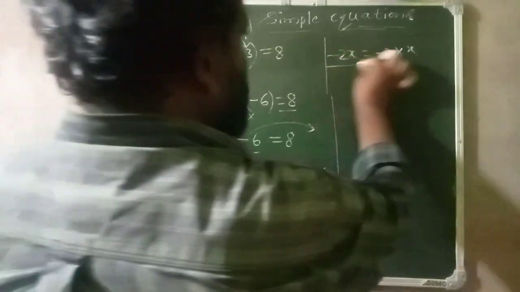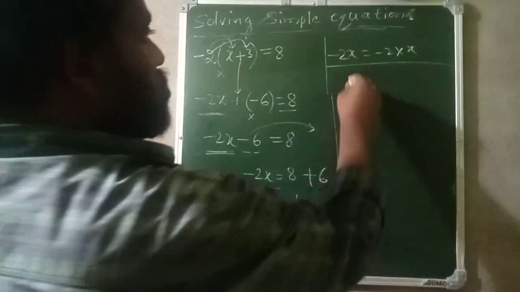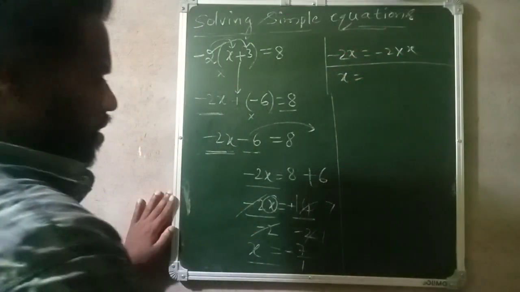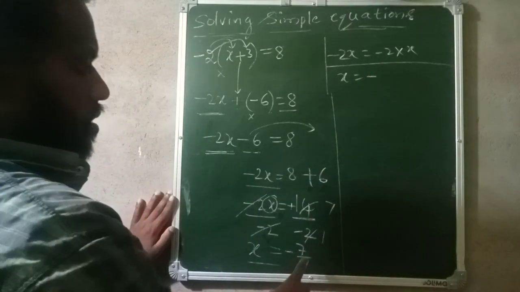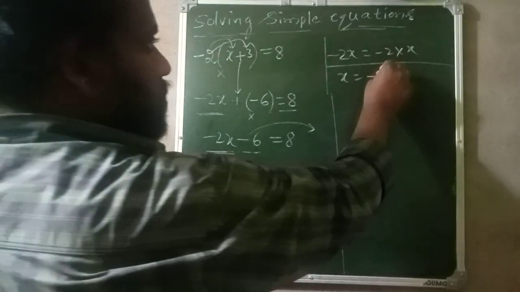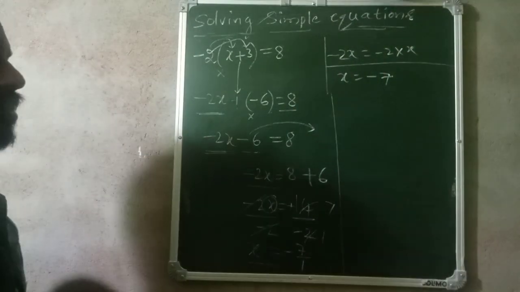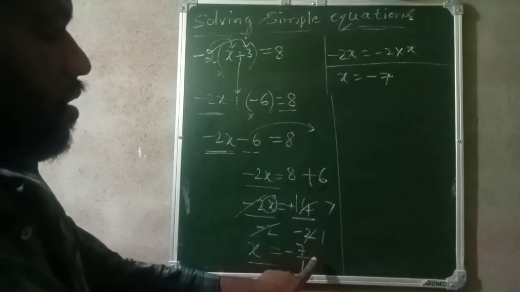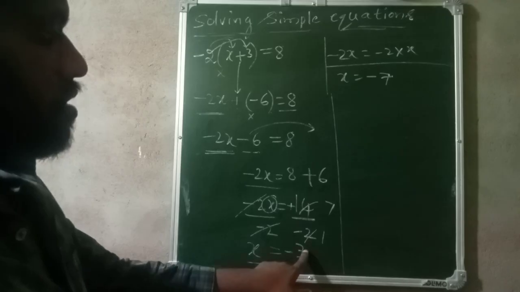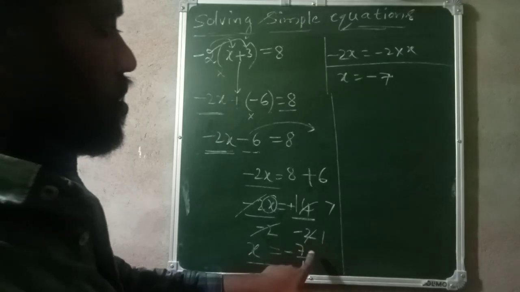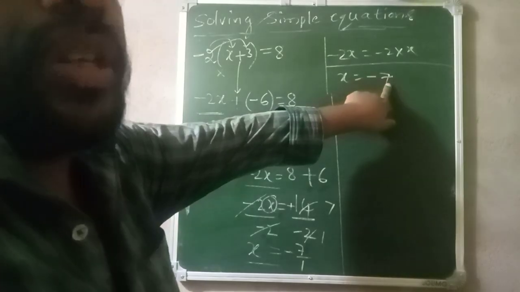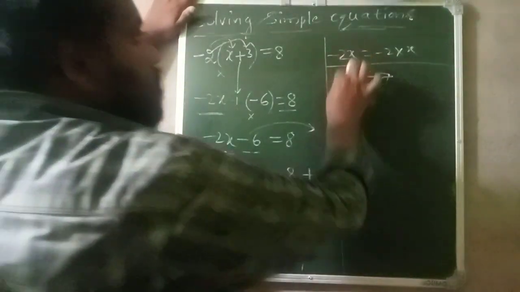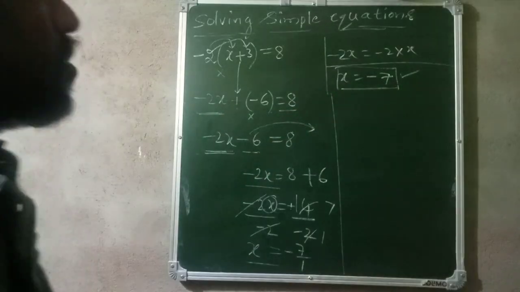I will write here the next step. X is equal to, I will write here minus, you write like this, 7 divided by 1 is 7. See, any number divided by 1 will give the same number, 7. So that's why I have written 7. Now this is the answer.